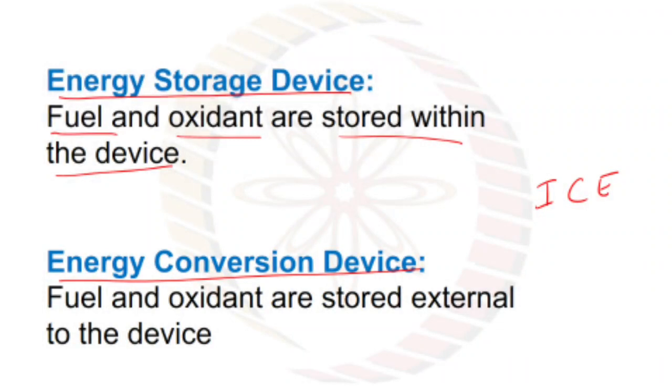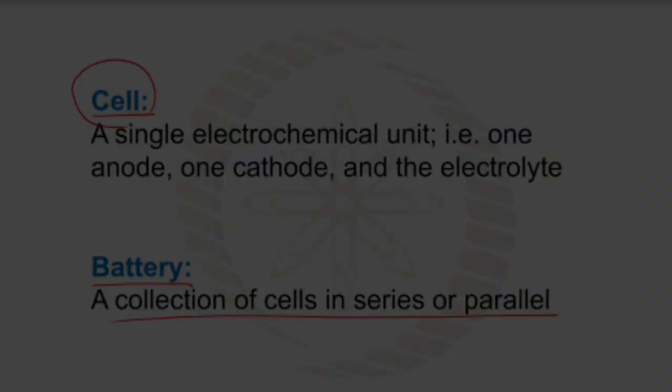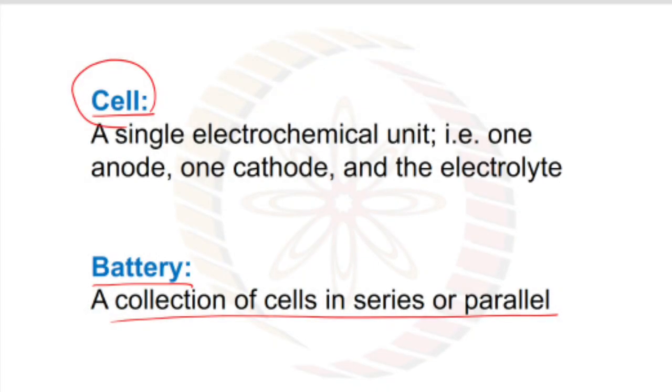And what is an energy storage device? Fuel and oxidant are stored within the device. And what is an energy conversion device? Fuel and oxidant are stored external to the device. So what is a cell? A single electrochemical unit, that is one anode, one cathode and one electrolyte. And a battery is a collection of cells in series or parallel.